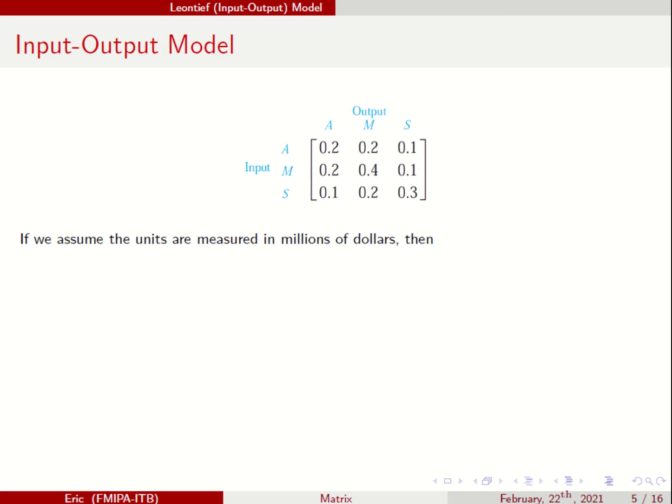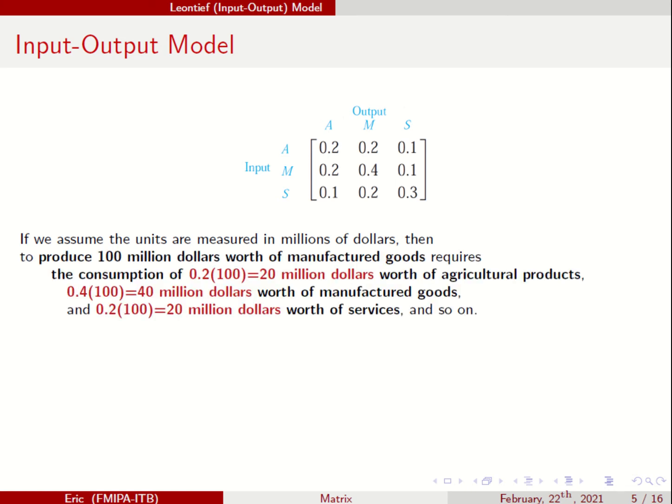And if we assume that the units are measured in $1 million, then to produce 1 unit, which is $100 million worth, you have to have a consumption of 0.2 times $100 million worth of agricultural product, and for manufacturing, 0.4 times $100 million worth of manufactured goods, and $20 million worth of services.